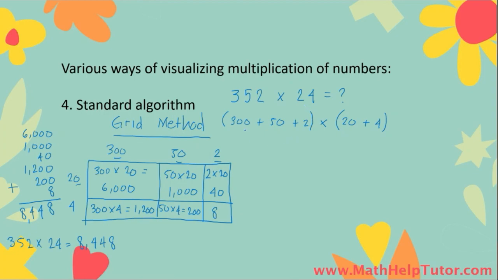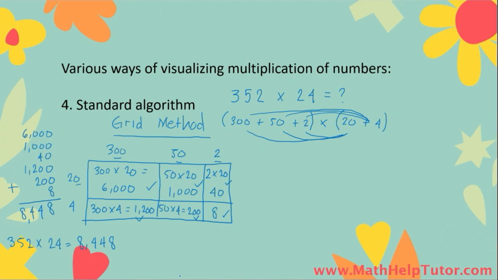So notice that we are multiplying each of the places of one number to each of the places of another number. So we have 2 times 4, which is this one, 50 times 4, which is this one, and then 300 times 4, which is this one, and then we also have 2 times 20, which is this one, 50 times 20, which is this one, and then 300 times 20, which is this one. And this is exactly what we do when we use the standard algorithm when multiplying numbers. We can also see this much better.